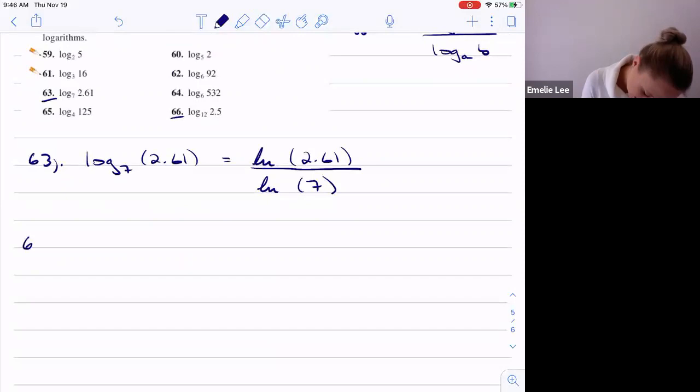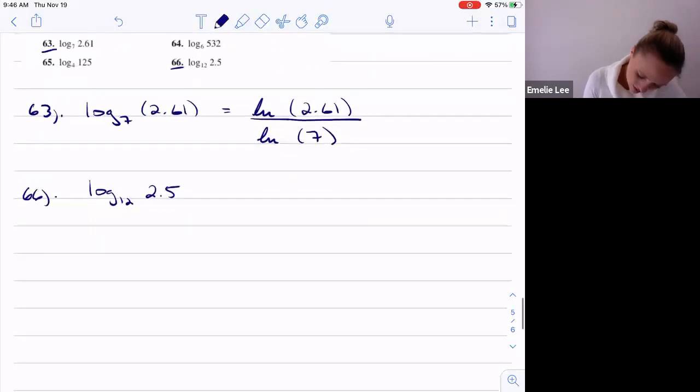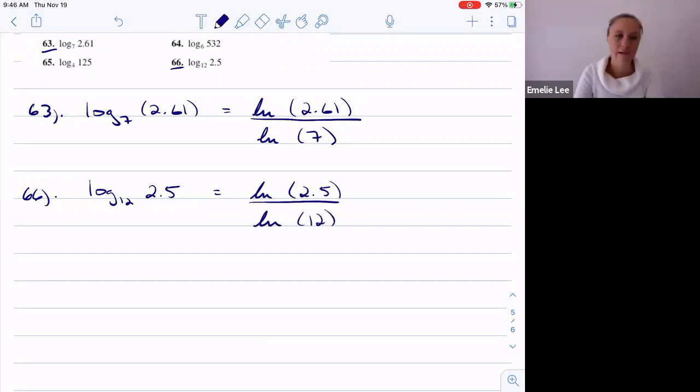How about 66? Log base 12 of 2.5. Well, it's just going to be the natural log of 2.5 divided by the natural log of 12. And you can confirm it using your calculator. Good.